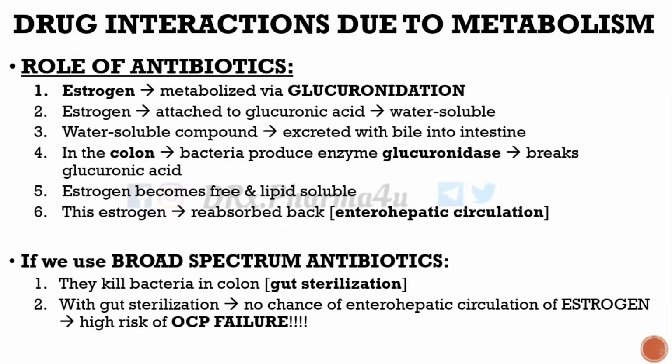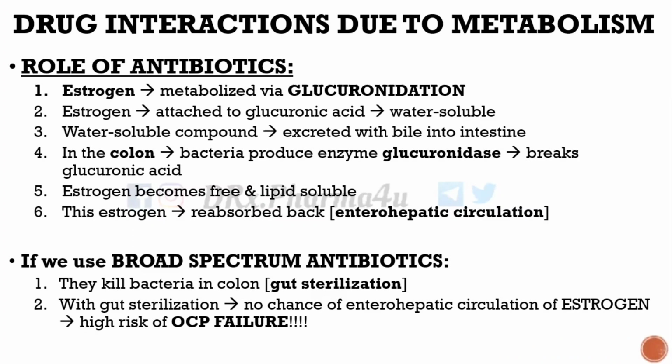So once again, let me tell you the chronology of events. Estrogen is metabolized via glucuronidation, and glucuronidation means glucuronic acid is attached to estrogen, and that becomes water soluble. This water soluble compound is excreted with the bile into the intestine, where it goes to the colon. Inside the colon, there are bacteria which release an enzyme known as glucuronidase. This glucuronidase will break the glucuronic acid. As a result, the estrogen becomes free and comes back into the circulation.